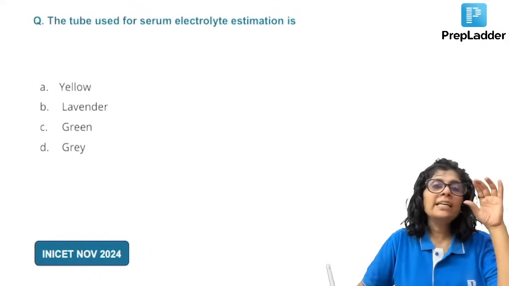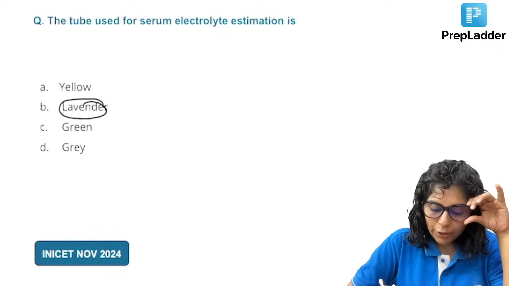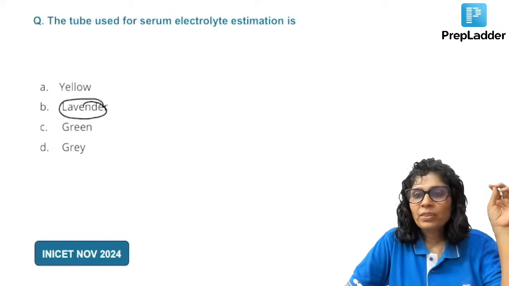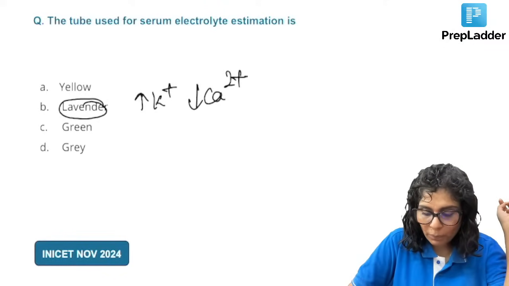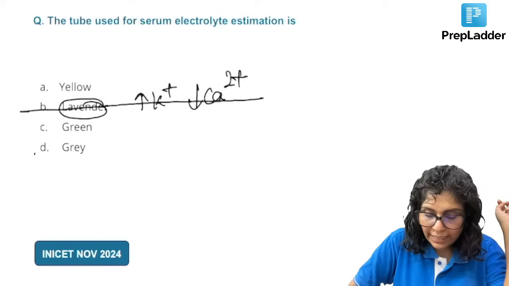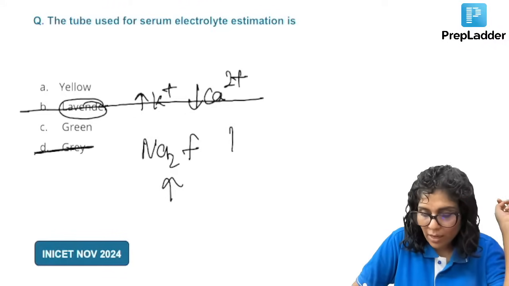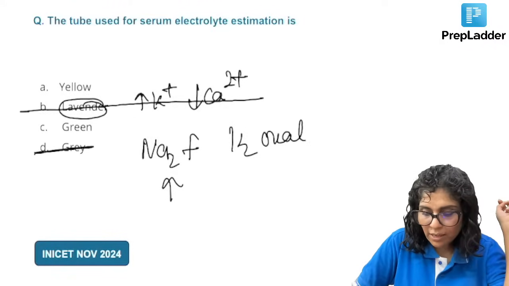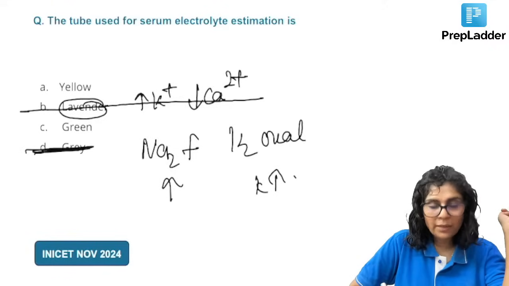So used for serum electrolyte estimation. Can you use a lavender tube for electrolyte estimation? K2 EDTA, potassium will be high. EDTA, calcium value will be low. So this is excluded. Can you use a gray top tube? Gray top tube has sodium fluoride. Sodium will be falsely high. Potassium oxalate, potassium value will be falsely high. So it is not gray.